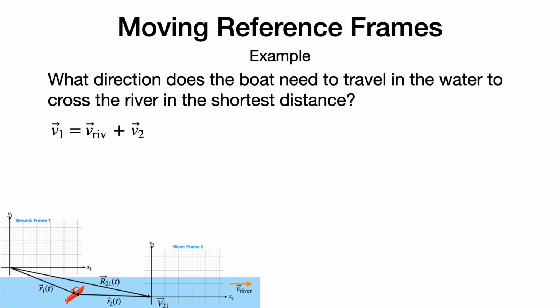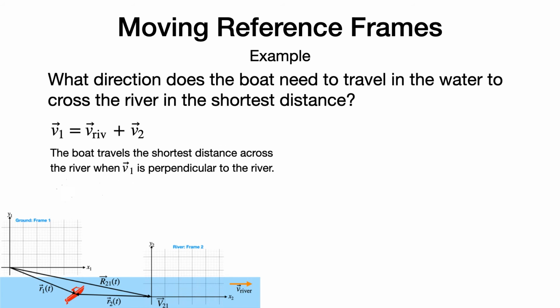Now, let's consider the question, what direction does the boat need to travel in the water to cross the river in the shortest distance? Well, the shortest distance is going to be, if the boat cuts straight across the river from one bank to the other without moving horizontally or in the direction of the flow of the river. That is, the shortest distance is going to be given when the boat travels directly across the river perpendicular to the flow of the river.